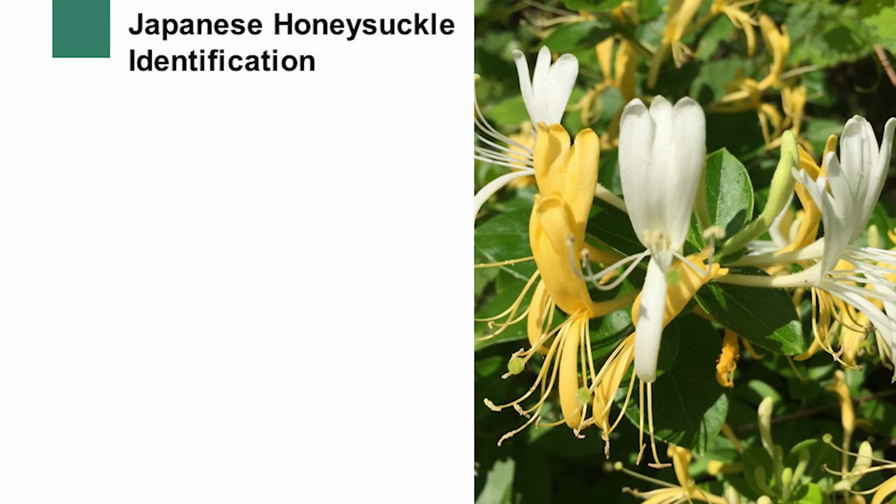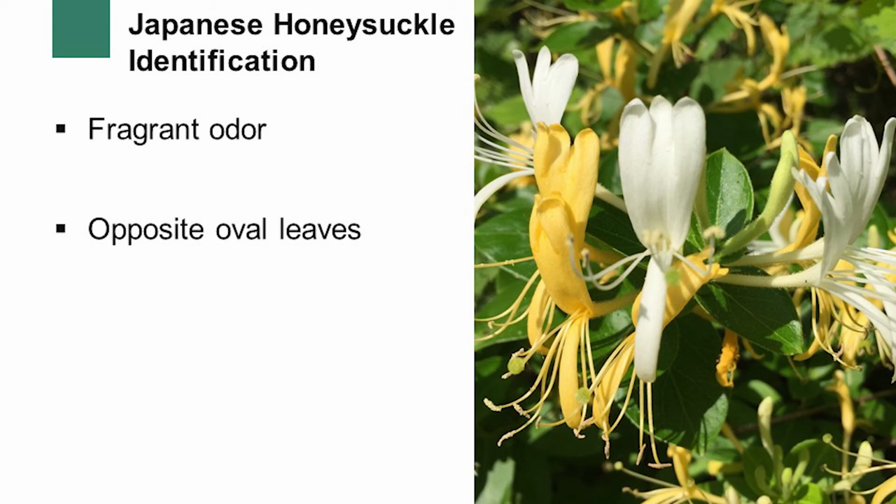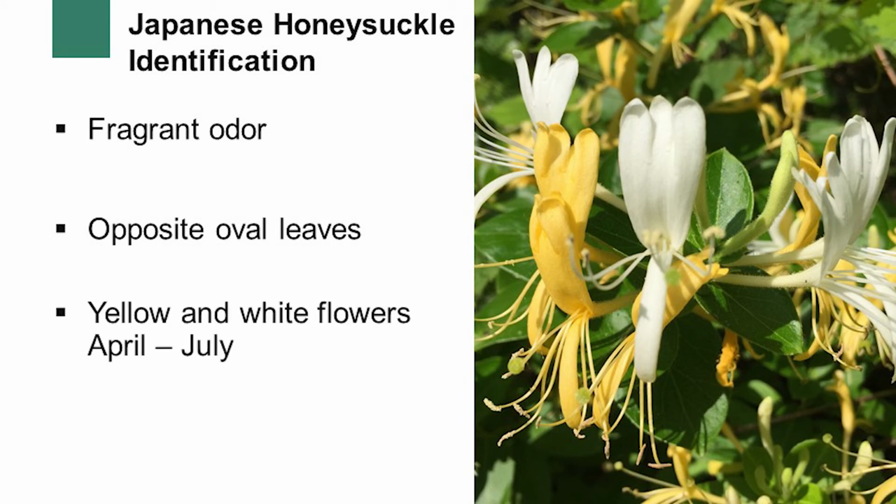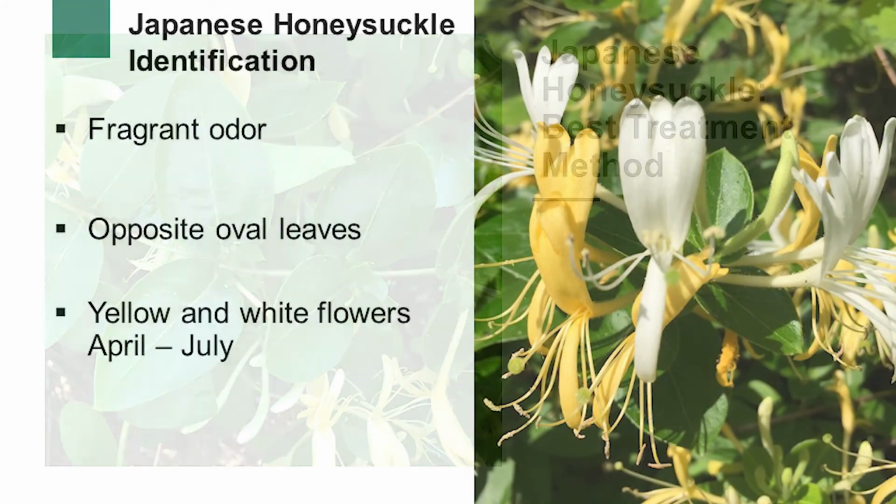Japanese honeysuckle is easily identified by its fragrant odor when flowering and its opposite oval leaves. The distinctive yellow and white flowers appear from April through July. Ripe fruits are black, not to be confused with native honeysuckles that have red fruits.